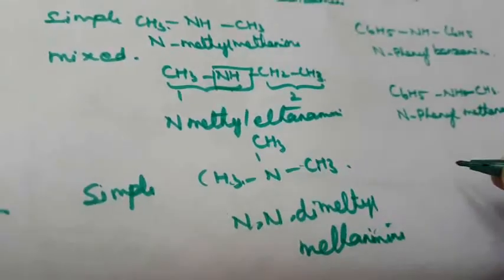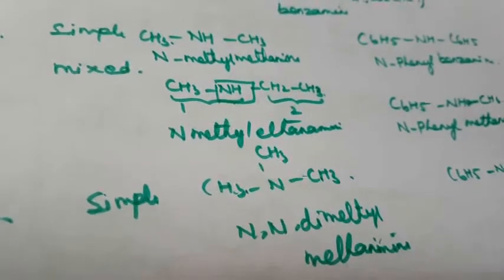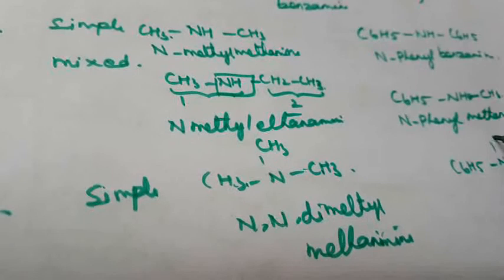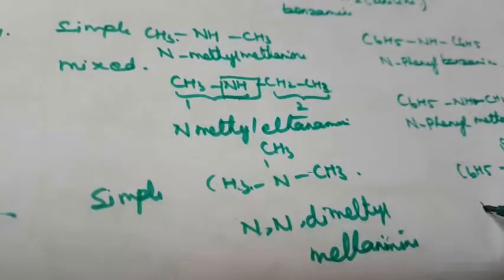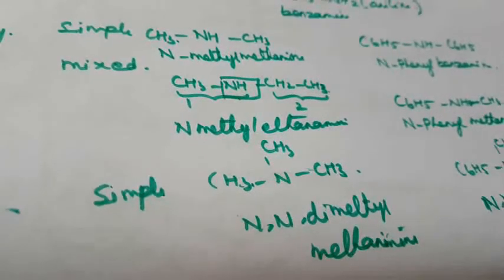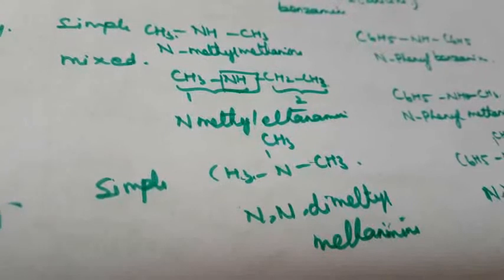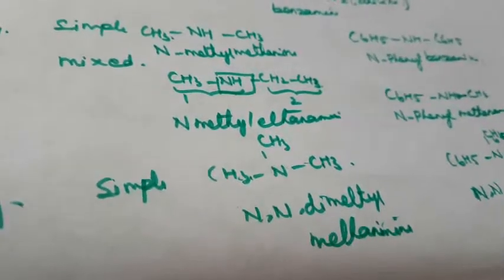What is this here? Again C6H5 N C6H5, here CH3. What is this compound? N,N-diphenyl benzamine. Benzamine. Okay, the same compound. This is mixed.